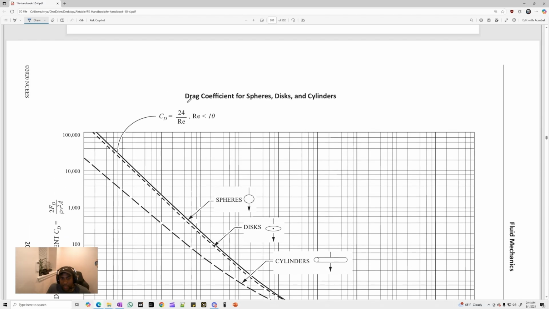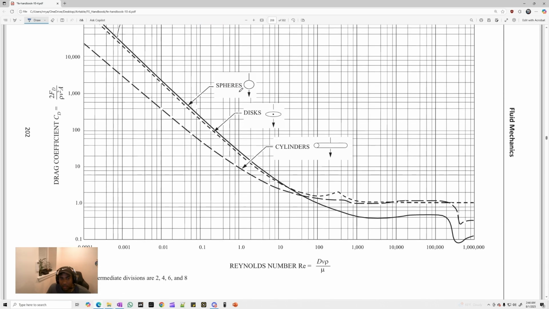You can see there is a chart here for drag coefficients for spheres, disks, and cylinders, and what we have is a sphere and a cylinder. So our plan for this problem is going to be to calculate what the Reynolds number is. Once we know the Reynolds number, we'll come in at that Reynolds number and read off the drag coefficient. That's going to be the y-axis over here. We're going to take that drag coefficient, multiply it by the dynamic pressure times the frontal area to get the drag force. So the first step in all of that is to find what the Reynolds number is.